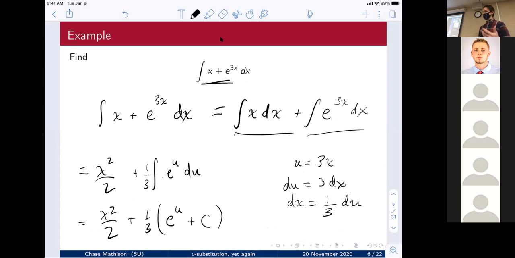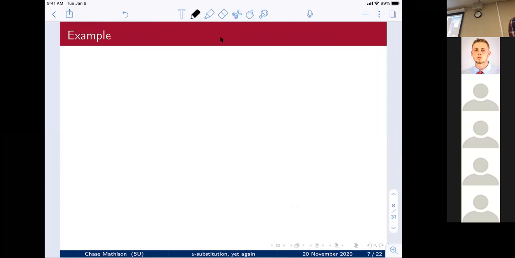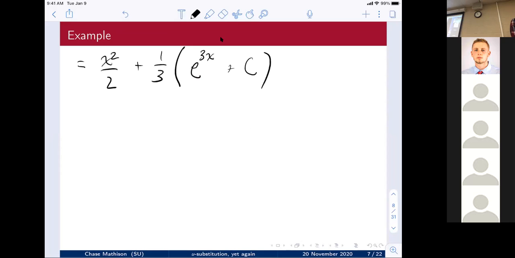But now I have something with x's mixed up with u's. That's not good. So I'm going to rewrite this as x squared over 2 plus 1/3 times e to the u, well, u was 3x. So this is e to the 3x plus c, right? And lastly, if you want to distribute stuff, you end up with this.